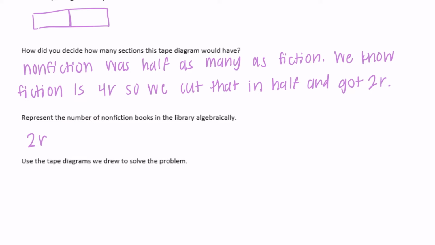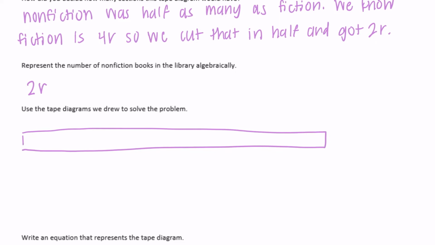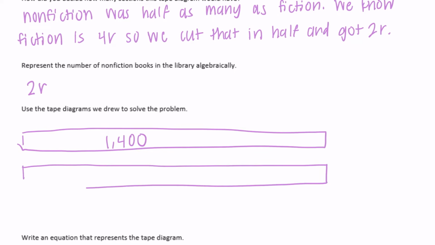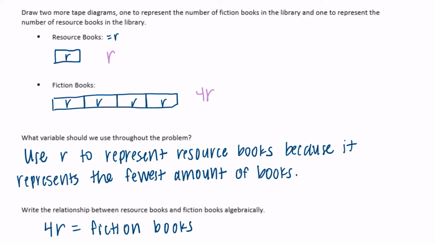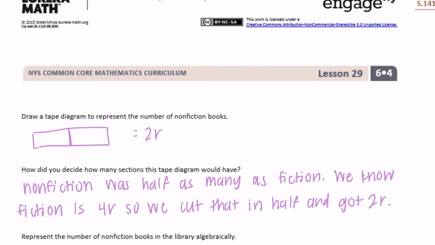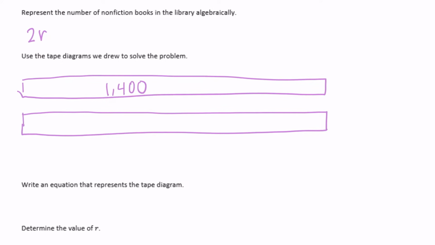Use the tape diagrams we drew to solve the problem. So we know that the whole thing, the total number of books, is 1,400. And we have fiction, nonfiction, and resource books. So we have R, we have 4R, and we have 2R, which would be, let's write those. So we have R plus 4R plus 2R. So let's represent that. We have R, and then a little bit bigger would be 4R and 2R is all equal to 1,400.